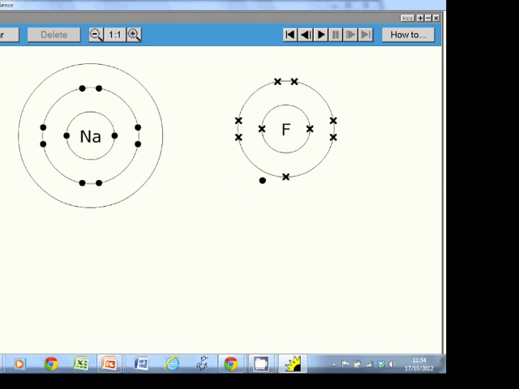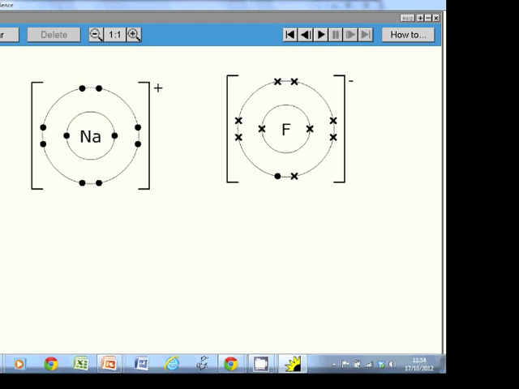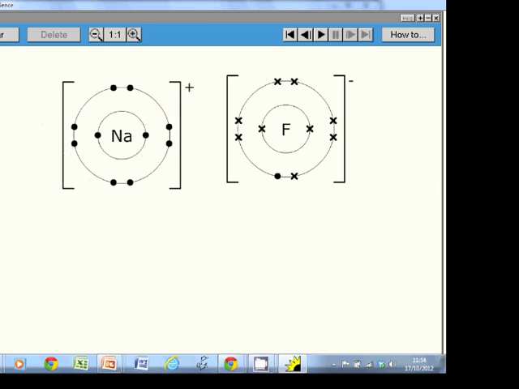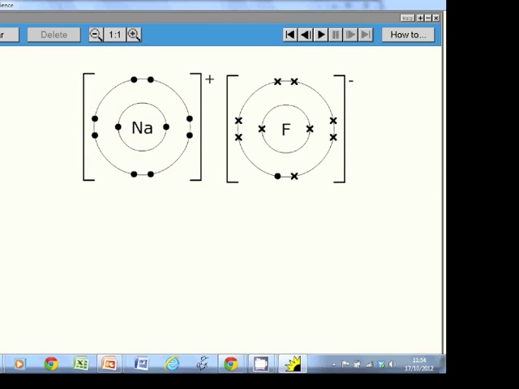Now, as you might imagine, this electron goes into that gap in the outer shell of the fluorine atom, so now we have a sodium ion and a fluoride ion, and the two are attracted together because opposites attract.